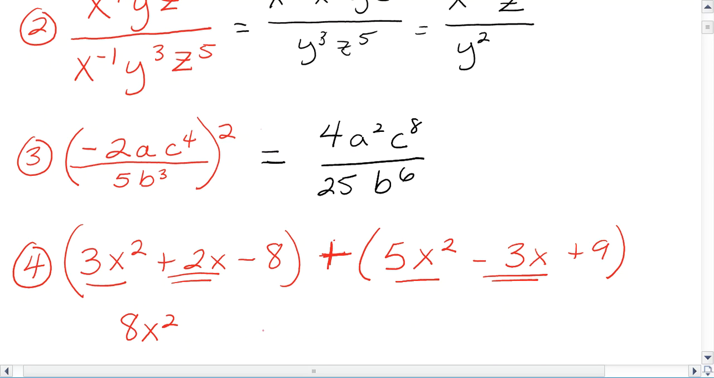Positive 2, negative 3 is a negative 1x. And then the last things I can combine are my negative 8 and my positive 9, and I get plus 1. So this trinomial is the answer after we combine like terms. All right, now you have all the knowledge you need to finish page 1.3 of your summer packet.